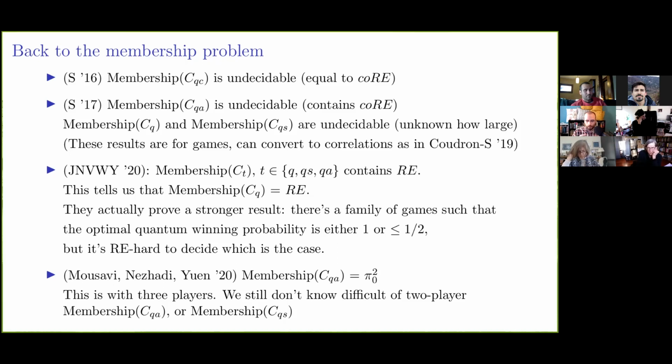They do that indirectly, but it's through this result about games. The name of their paper is MIP star equals RE, MIP star being the complexity class of languages for which there are proof systems built out of games. But it's exactly that result about games that I mentioned.